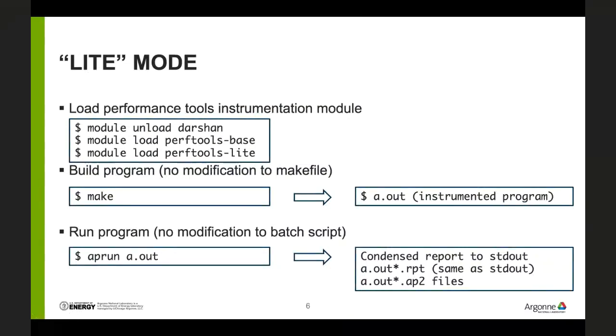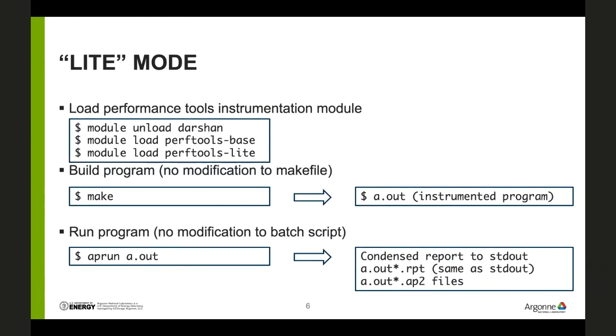After that, you can just build your program as usual. Just make, or you may use Spack, you may use CMake, whatever you want. You can just build your application, and then you will have your executable binary. In this example, I named it a.out. The name looks the same as before, but this executable is actually an instrumented program.